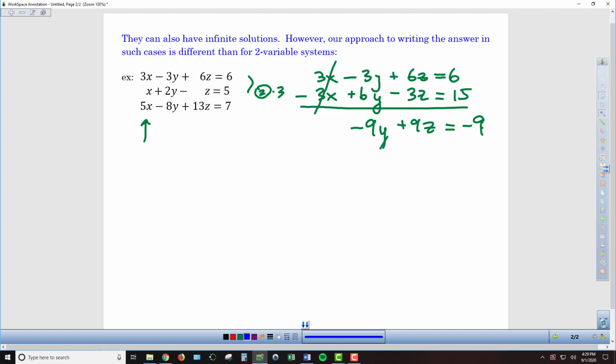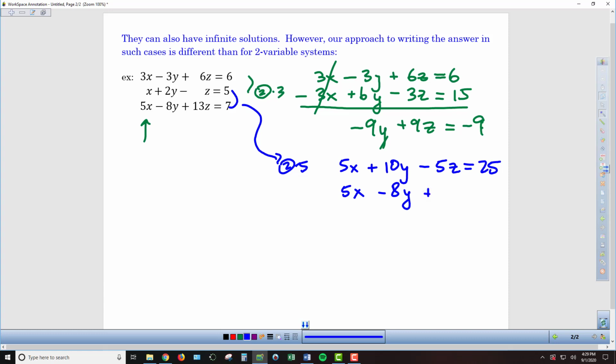Now I'm going to combine the bottom two equations. But again, I'm going to have to multiply the middle equation by 5 in order to get the x's to match up. So I'm going to go ahead and do that. The second equation times 5: 5x plus 10y minus 5z equals 25. And then I can just copy down the bottom equation, 5x minus 8y plus 13z equals 7.